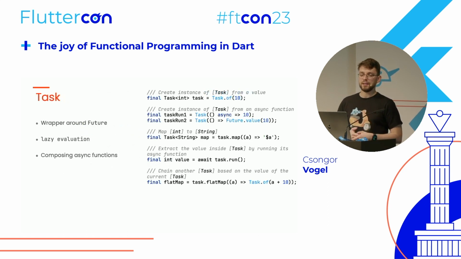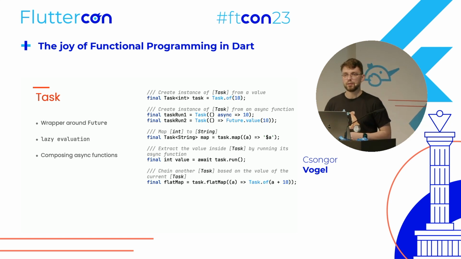The Task is basically a wrapper around the Future. We can use the lazy evaluation aspect of it. So for example, on the right side, you will see we have a run function. When we are creating a Task, it won't be created, initialized, and executed at the same time. We need to do it later on by using the run function. And it also has several extensions we can use for composing these functions and chaining them, for example, with the Either and others.